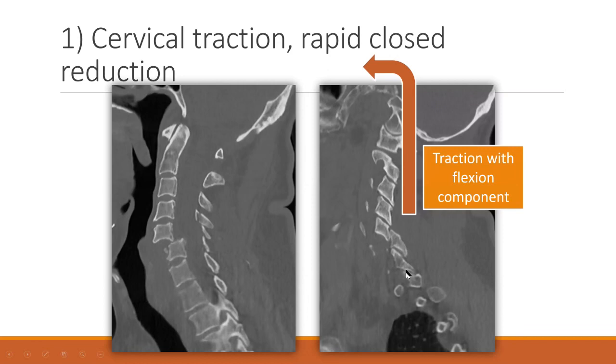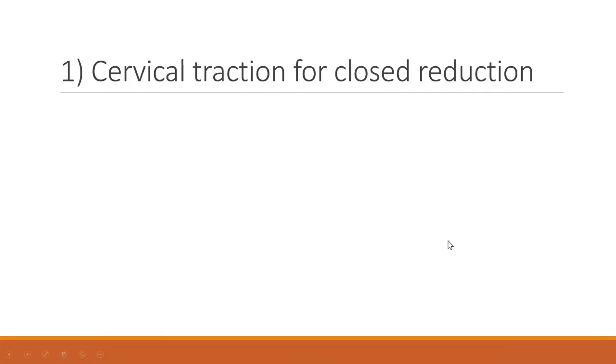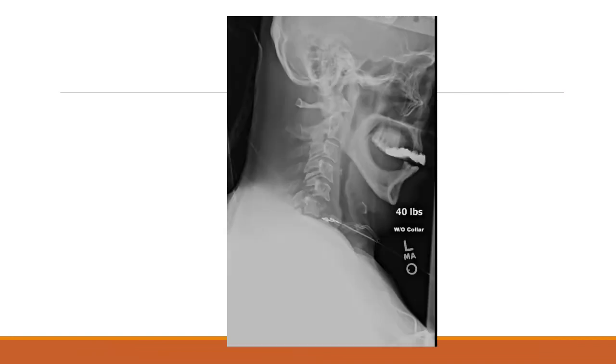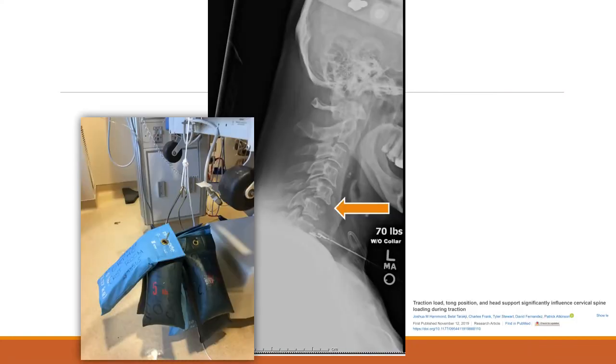And the initial plan would be to perform traction with a small amount of flexion component in attempts to relieve this locked facet. As such, we can see here the placement of halo and then a high pulley used for flexion vector with the addition of weight incrementally, 20 pounds, 30, 40, 50, 60, up to 70 pounds. And although there have been reports of weights up to 140 pounds being used safely and successfully, at this point, the patient developed changes, paresthesias to their upper extremities. And so the traction was aborted and the patient was sent for MRI.